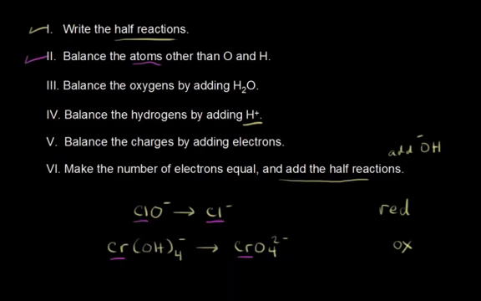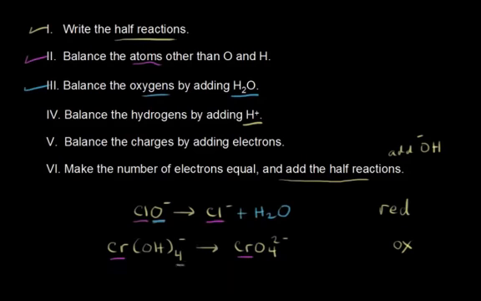So let's go to step 3. Balance the oxygens by adding water. So if we look at our reduction half reaction, we can see there's 1 oxygen on the left side and we have no oxygens on the right side. So we need to add 1 water molecule to the product side of our reduction half reaction. Now we have 1 oxygen on the right and 1 oxygen on the left, and so oxygen is balanced for our reduction half reaction.